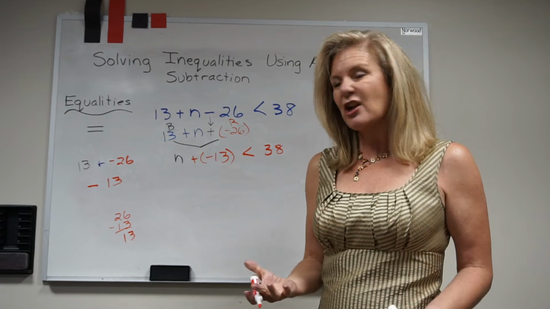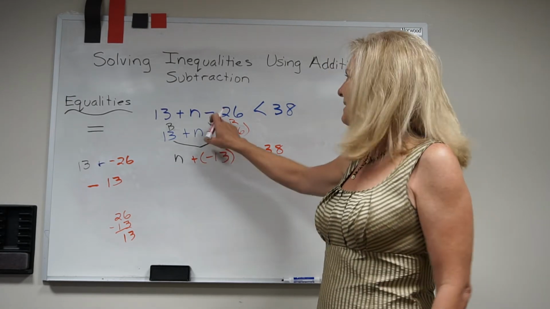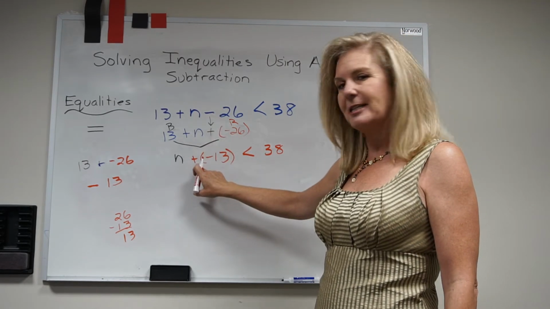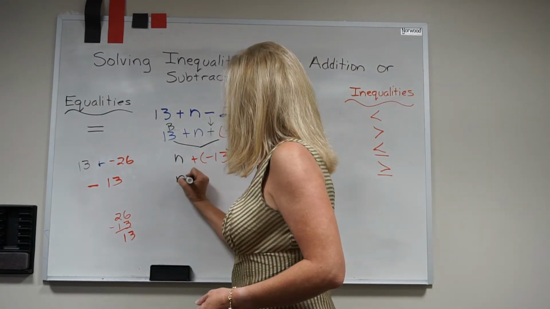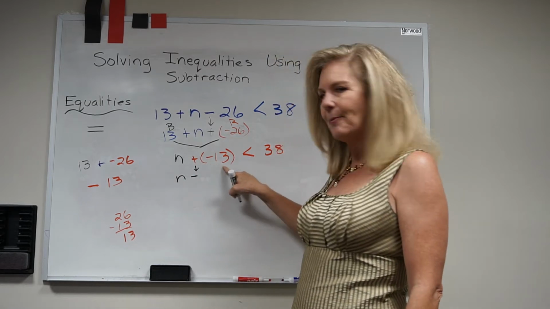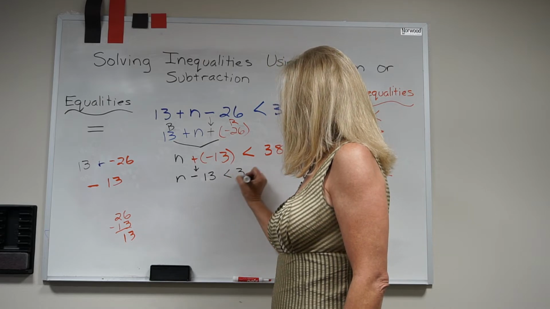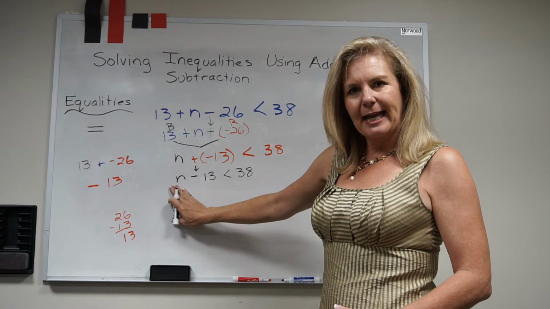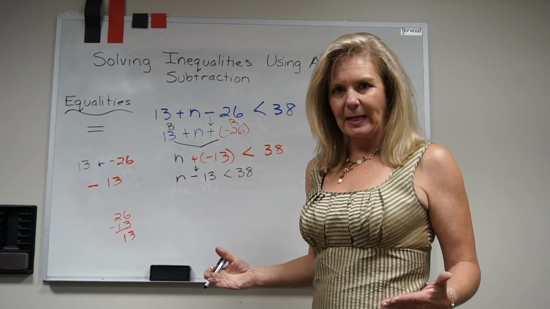Now when I go to solve, I don't want a plus a negative. So just like I did when I changed the subtraction to an addition, I can change an addition back to a subtraction. So I'm going to keep that n. I'm going to change that addition to a subtraction. I'm going to take the opposite of negative 13, which is 13. Everything else remains the same. Now I've got all my variables together. I've got all my constants together. Now I can solve my inequality.